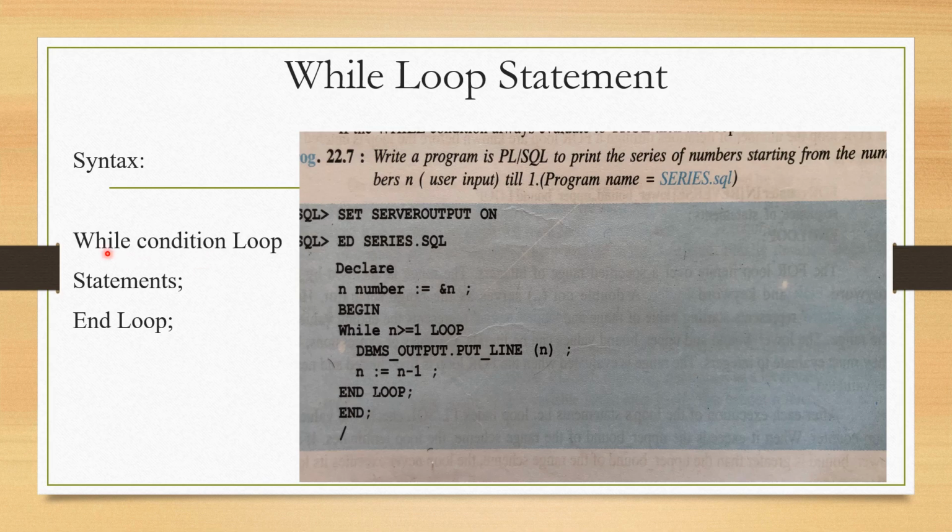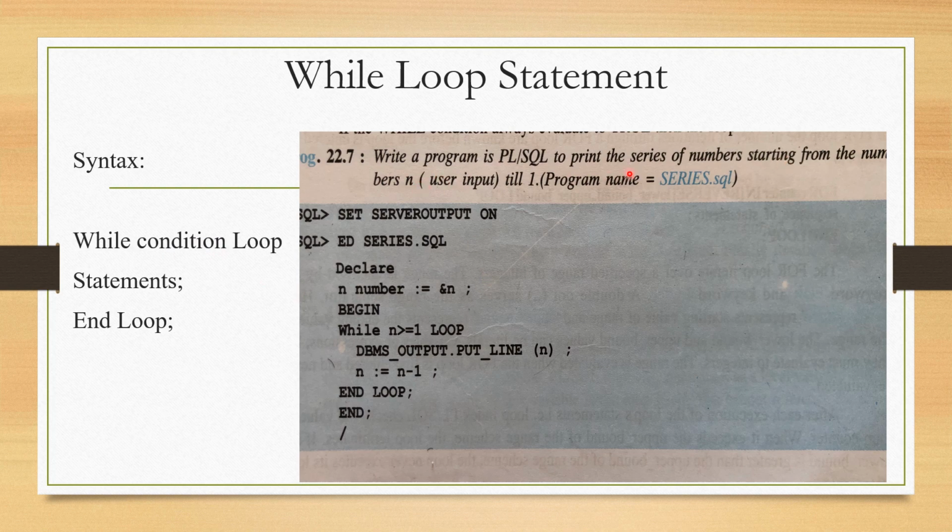So this is the syntax: while keyword, then condition, then loop keyword, then a sequence of statements, and then we end this loop. We don't need any other exit or exit when statement in this type of loop because we are putting the condition over here, and the loop will continue to execute as long as the condition is true, right? So this is a very simple example to show this.